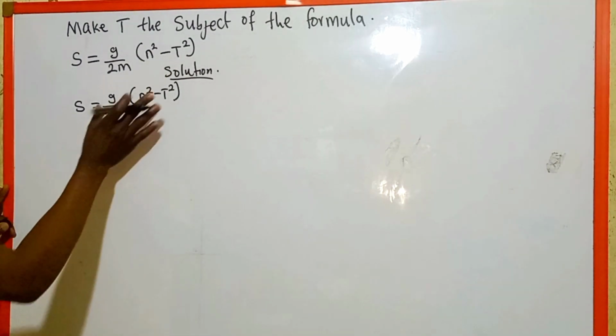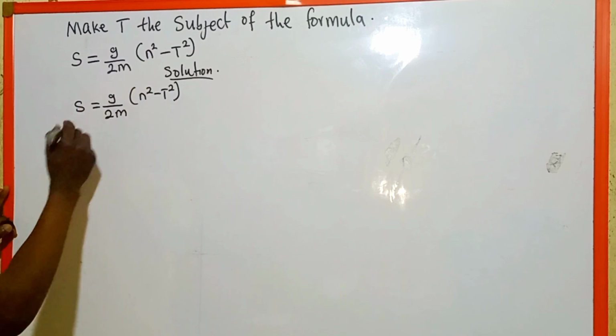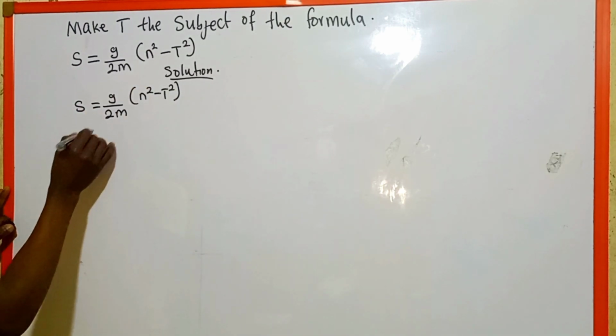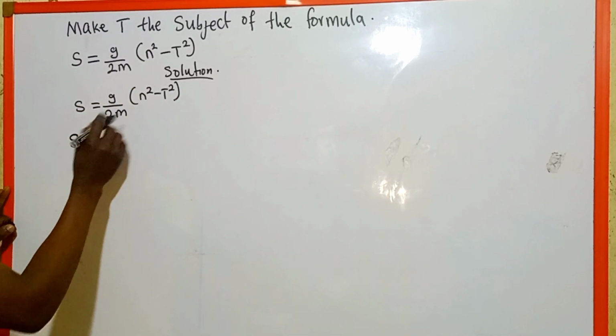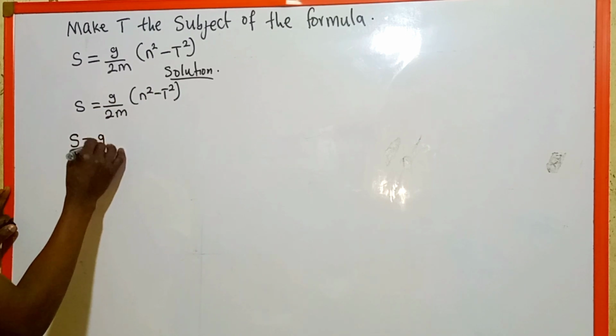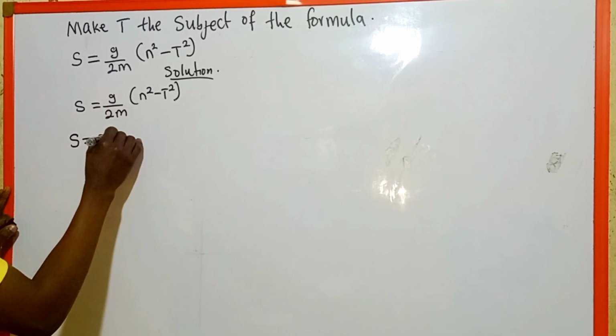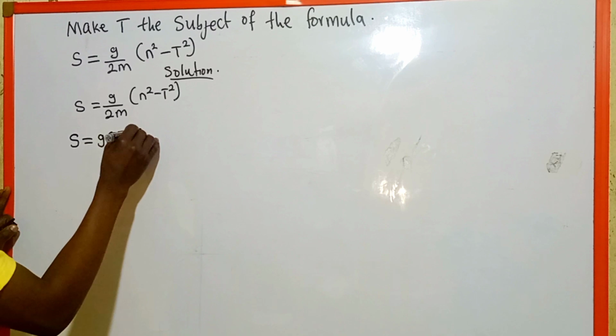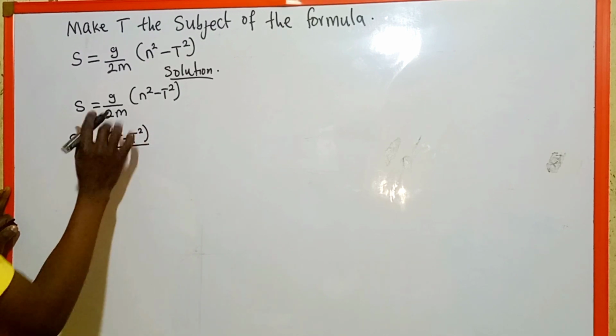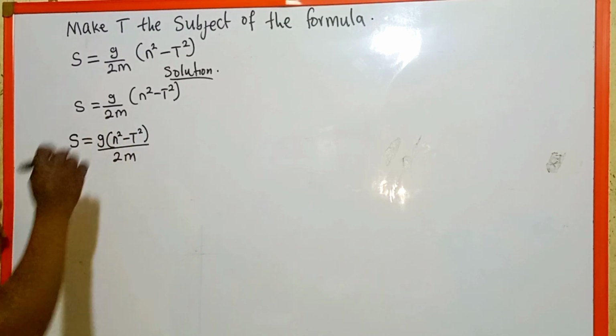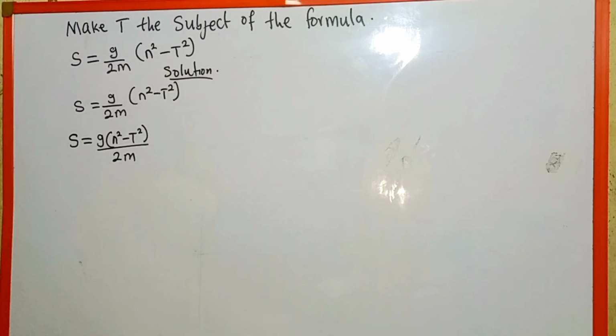So the first thing we need to do is to multiply this numerator together. We are going to have s is equal to g multiplied by the whole of this. We are going to have g into the bracket of n square minus t square, then all over 2m.